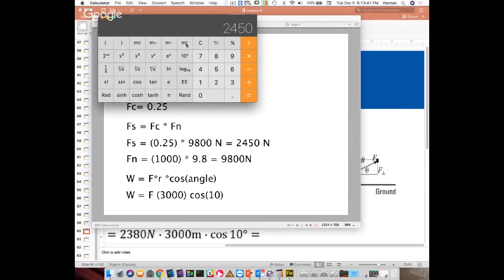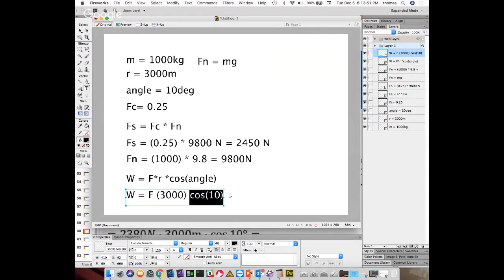So we'll say cos 10. So it's something like 0.985. Let's round up. Shouldn't do that, but hey. 0.985. That's our total. And we don't know what force is. We don't know what work is. Okay. So this is what we know.